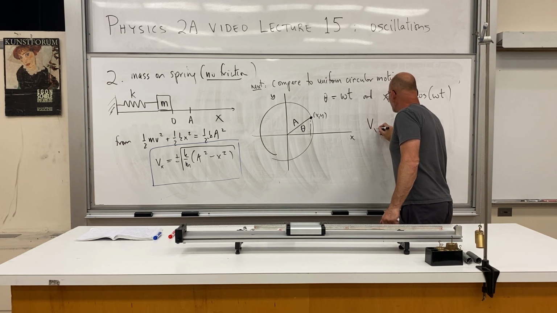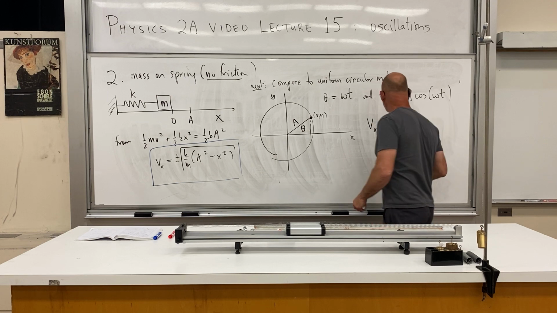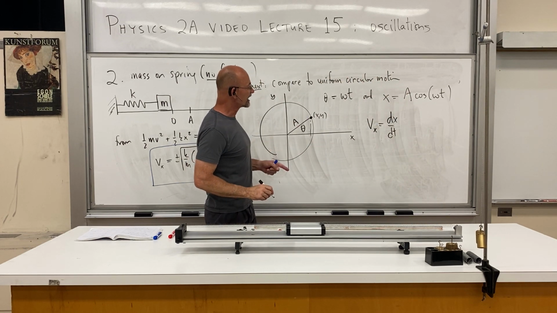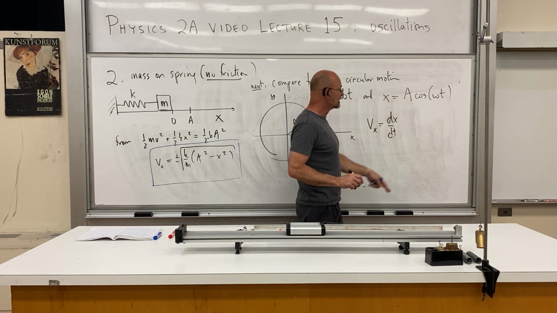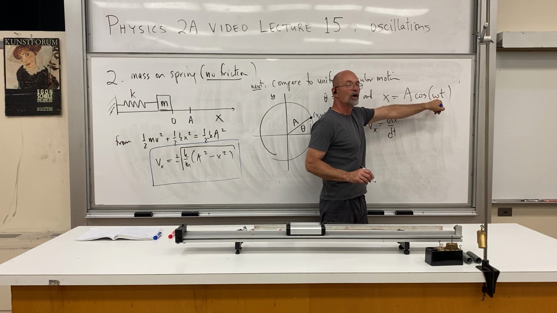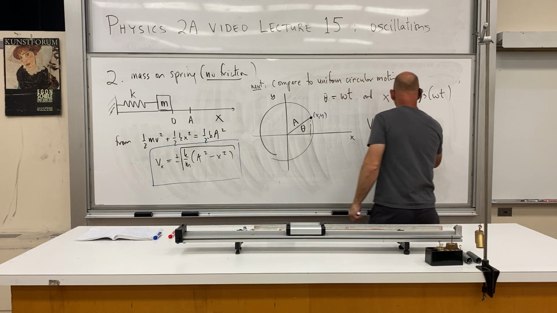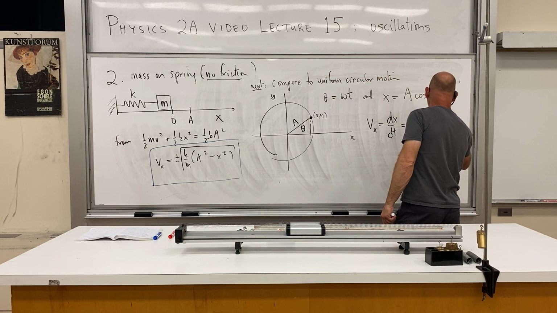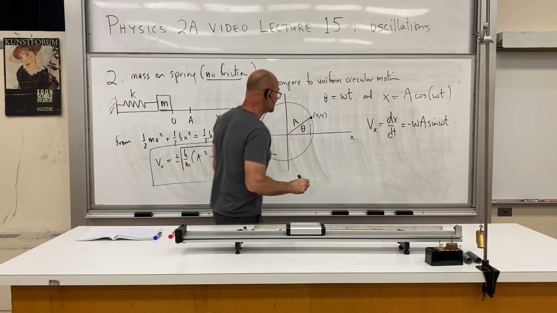v sub x is equal to dx dt. Okay, I did it. We're going to take a derivative. So dx dt, the derivative of the cosine is minus the sine, and we have a chain rule inside. The derivative of omega t is just omega. Okay, so dx dt is equal to minus omega a sine omega t. Okay, so that's v sub x.